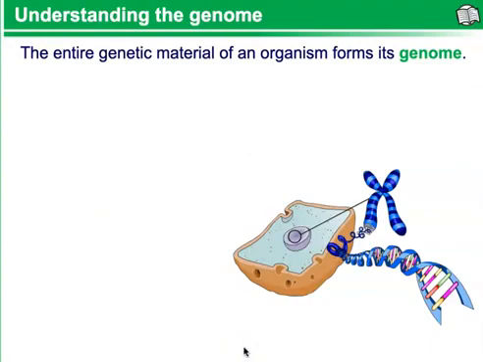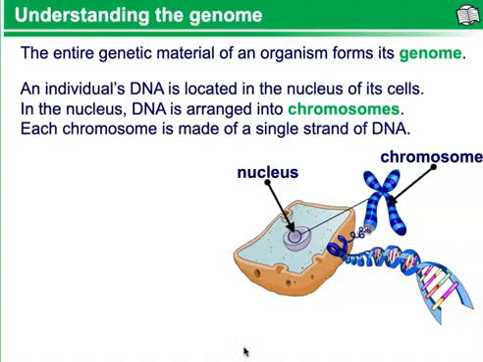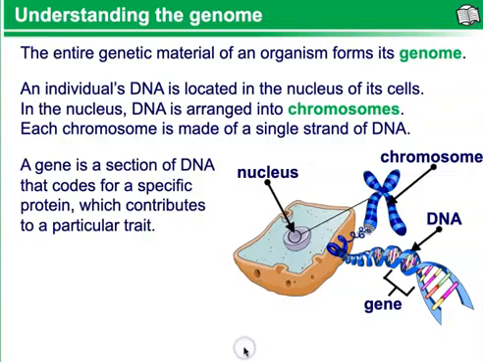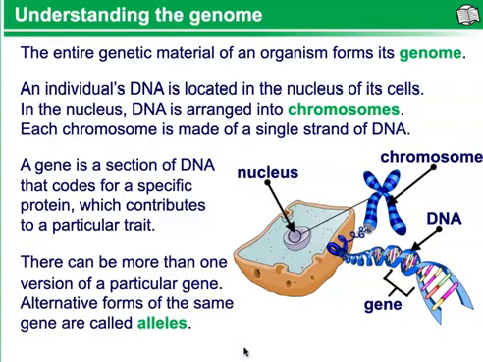Understanding the genome. The entire genetic material of an organism forms its genome. An individual's DNA is located in the nucleus of its cells. In the nucleus, DNA is arranged into chromosomes. Each chromosome is made of a single strand of DNA. A gene is a section of DNA that codes for a specific protein, which contributes to a particular trait. There can be more than one version of a particular gene. Alternative forms of the same gene are called alleles.